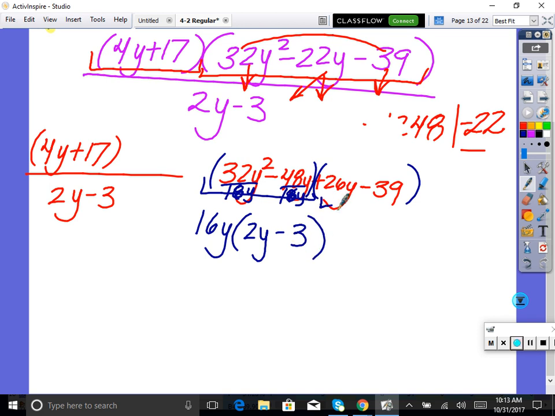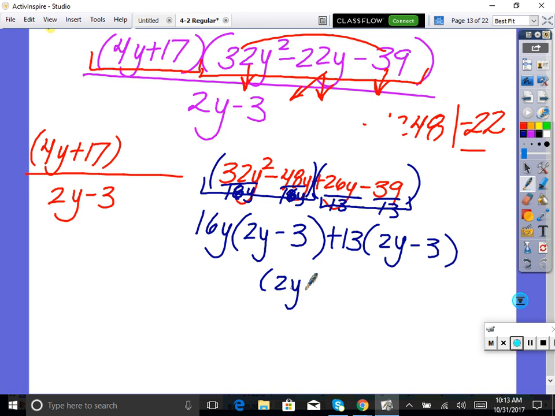Now right here, we're going to pull out 13. How did I get that hint? Because I looked and said, I need this to be 2. So I pull out a 13. But you got to make sure it works. And it does. So then left is 2y minus 3. So we would pull out 2y minus 3. And left is 16y plus 13. So now once again, have a little spot where you put your final factors.